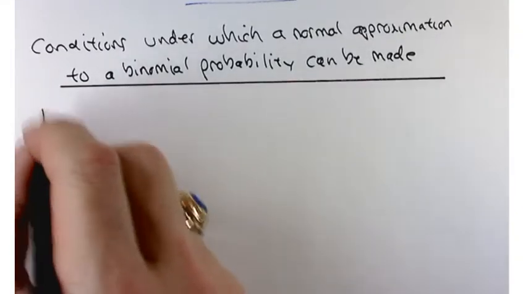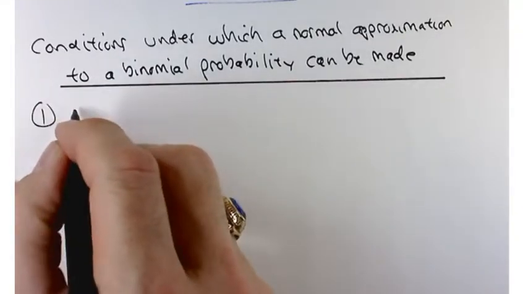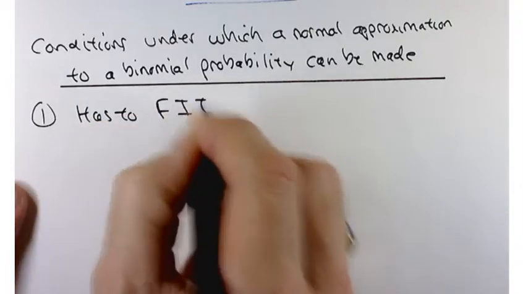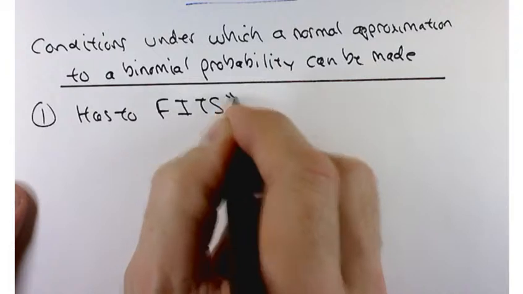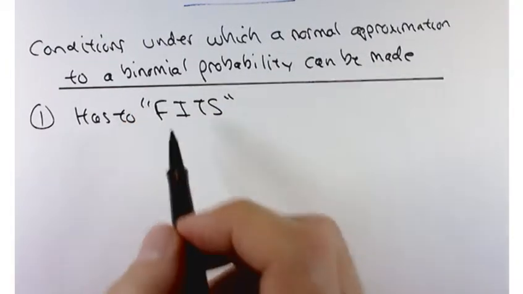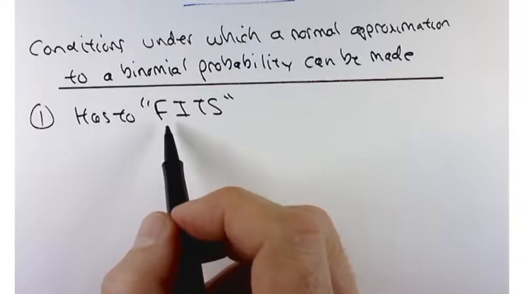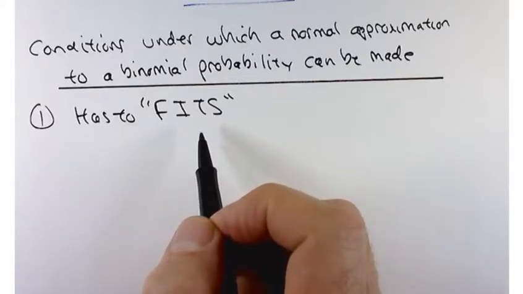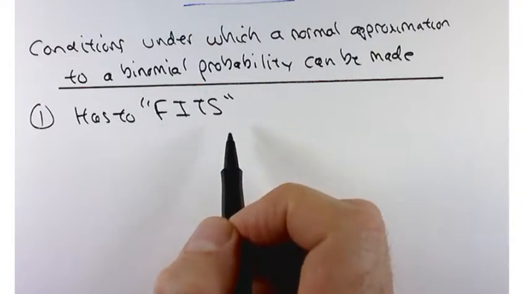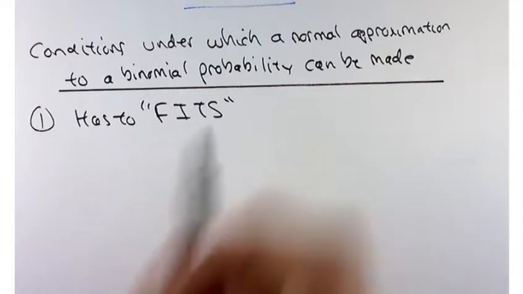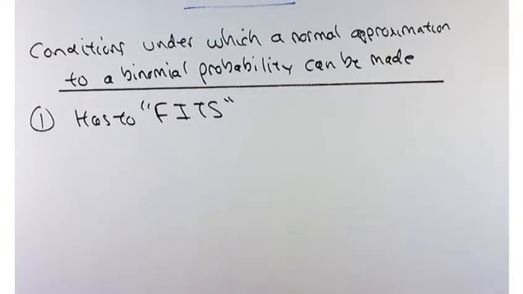Well, the first thing that has to be true is it has to fit. I hope you remember that acronym. It was a fixed number of trials. What was the I part for? Independence. T was two outcomes. And then the same probability of success throughout the trials. So it has to fit.